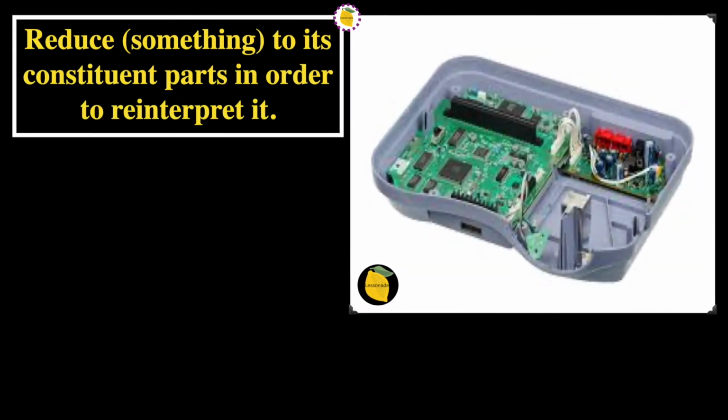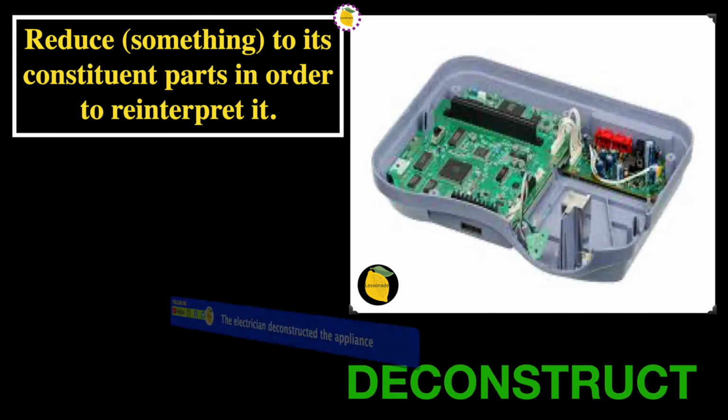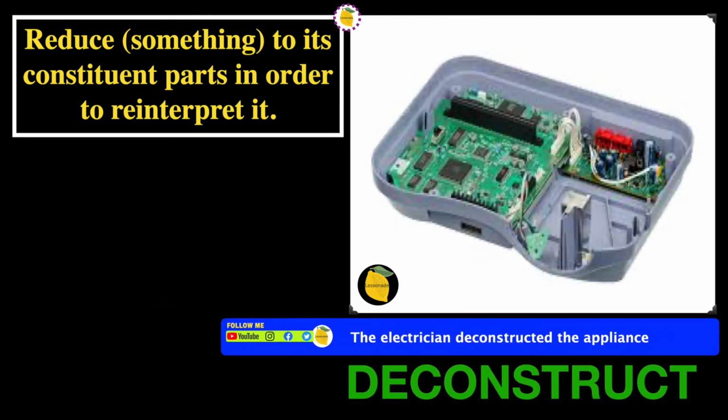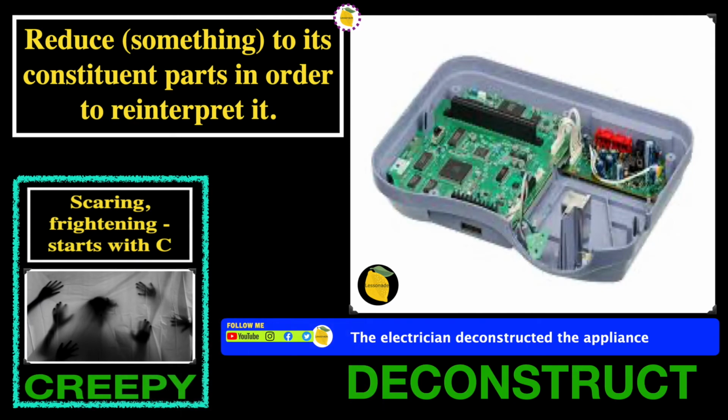Reduce something to its constituent parts in order to reinterpret it. In this picture, we can see an electrical appliance broken down to its constituent parts, or the parts that make it up. So the word is going to be deconstruct. And the sentence is: the electrician deconstructed the appliance. So in another case, this electrical appliance we have in the picture. Before we go on to the next one, let's recall the previous slide. The previous slide is creepy. Let's go on to the next one.